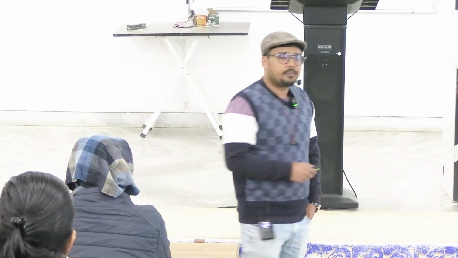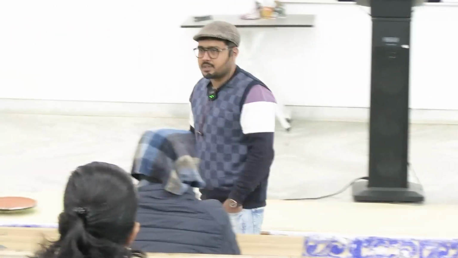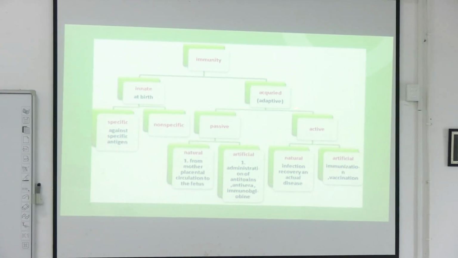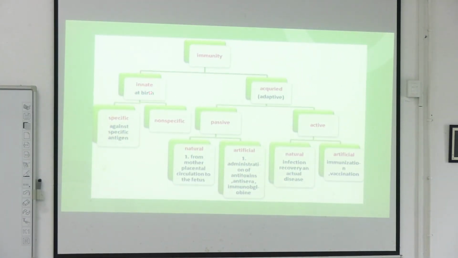One is helper T cell, another is killer T cell. Helper T cell is for the memory function, to make a short-lived or long-lived memory of the antigen, and the effector cells, the killer or cytotoxic T cells, help to recognize the antigen and act accordingly. Another classification is innate immunity and acquired immunity, which I told you earlier from the previous slide. Innate immunity is also mostly non-specific.